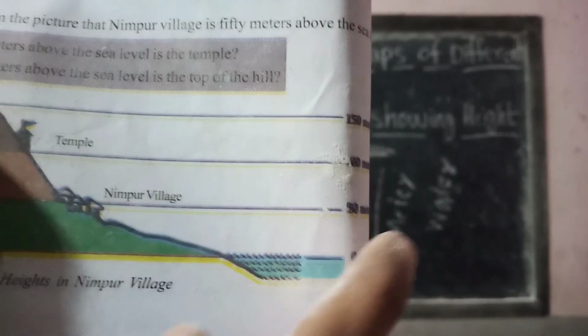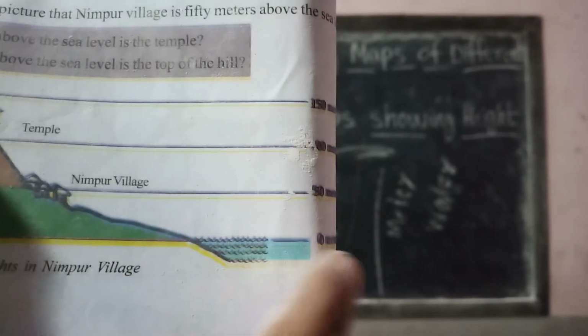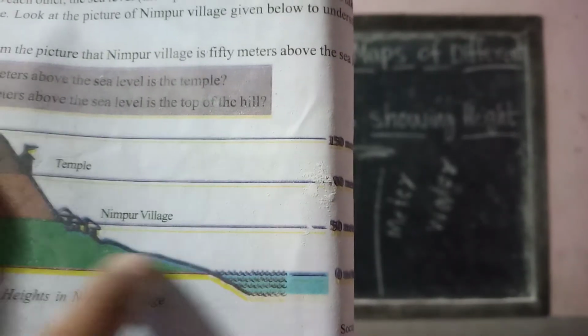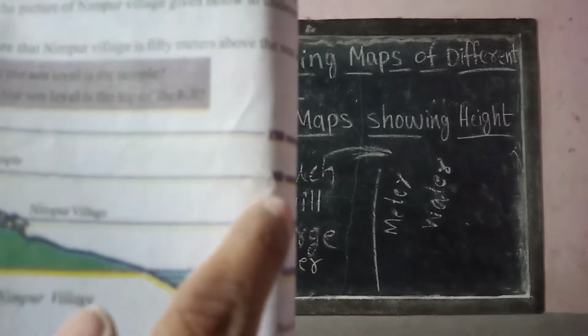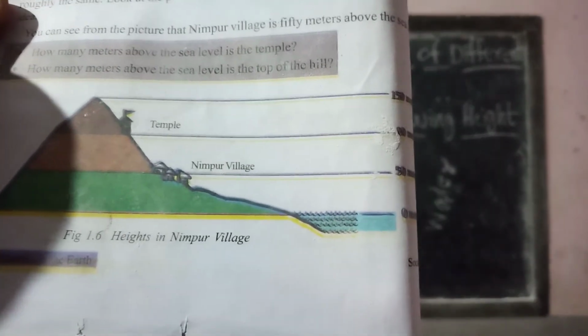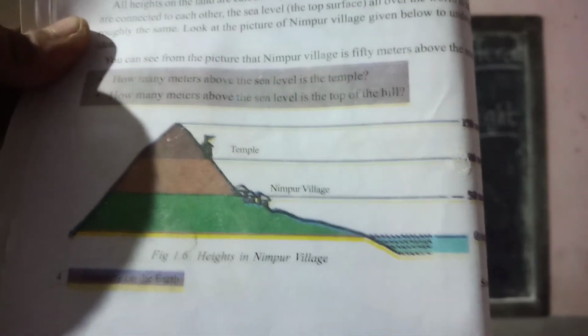How much land will submerge in the water? How much of Nimpur village, the green color zone, will mix in the water? You have to calculate. You can draw this and you can calculate 50 meters. If it is covering 50 meters, what will happen? How much area will it cover? Next, if it is increased, if it is decreased, what will happen? That you have to think and you can draw in your own way. That is your imagination. Okay, clear?